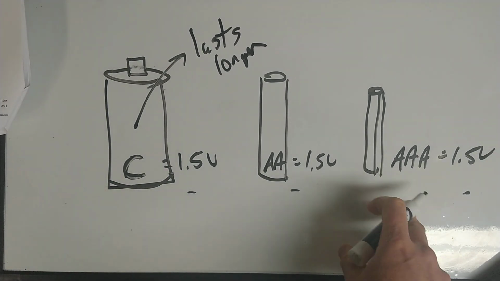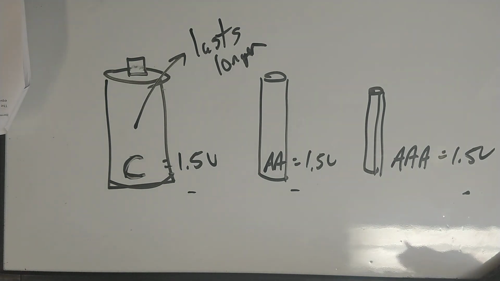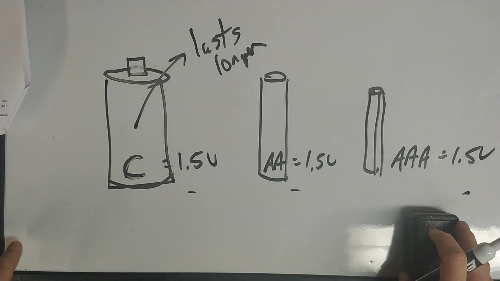I shouldn't call these batteries. Technically, a battery is a collection of cells. For instance, a 9-volt battery. Do I have one here cut up? I thought I used to have one down in my lab here, down in my basement. But anyways, a 9-volt battery, this is kind of cool.